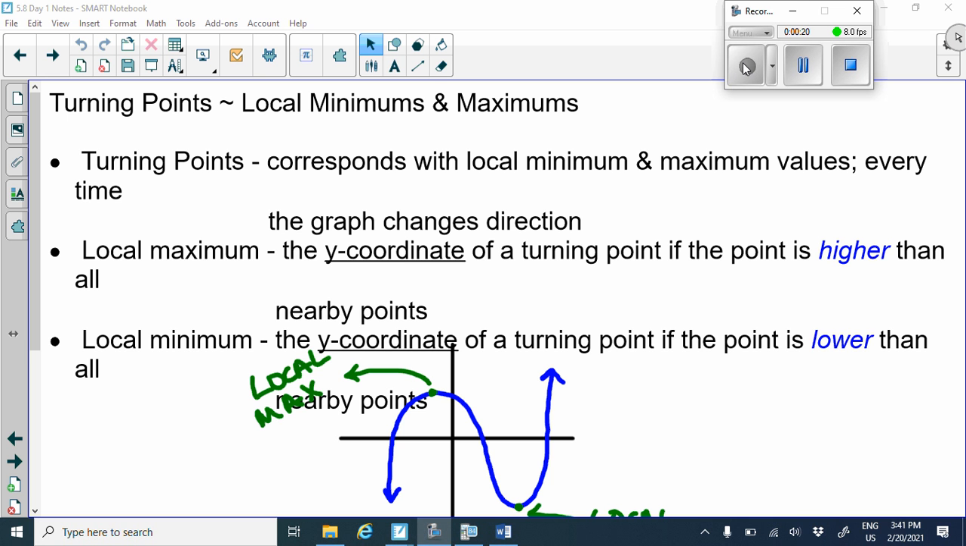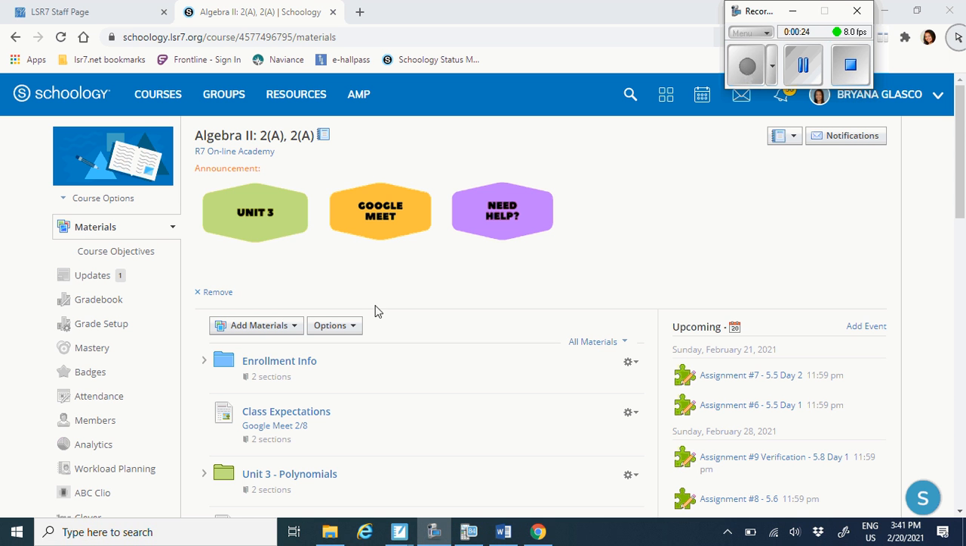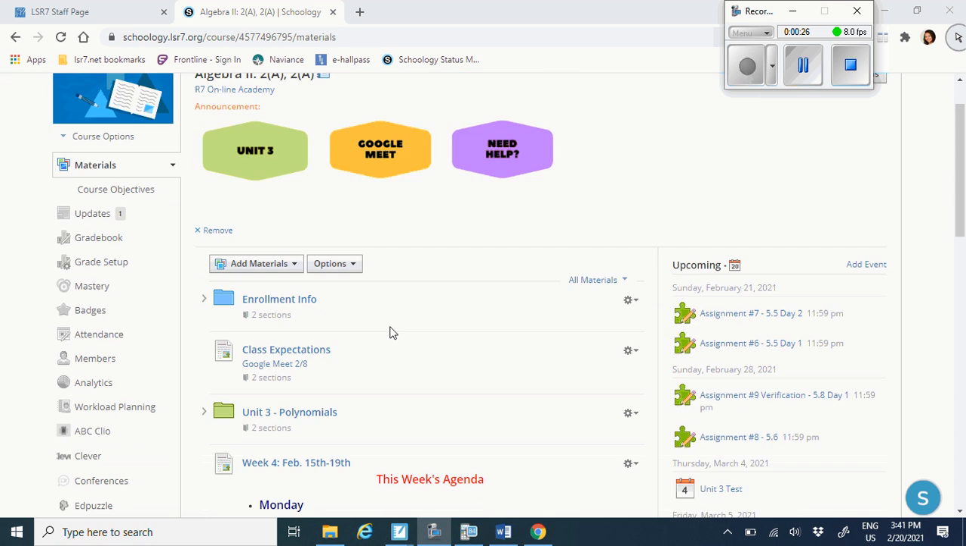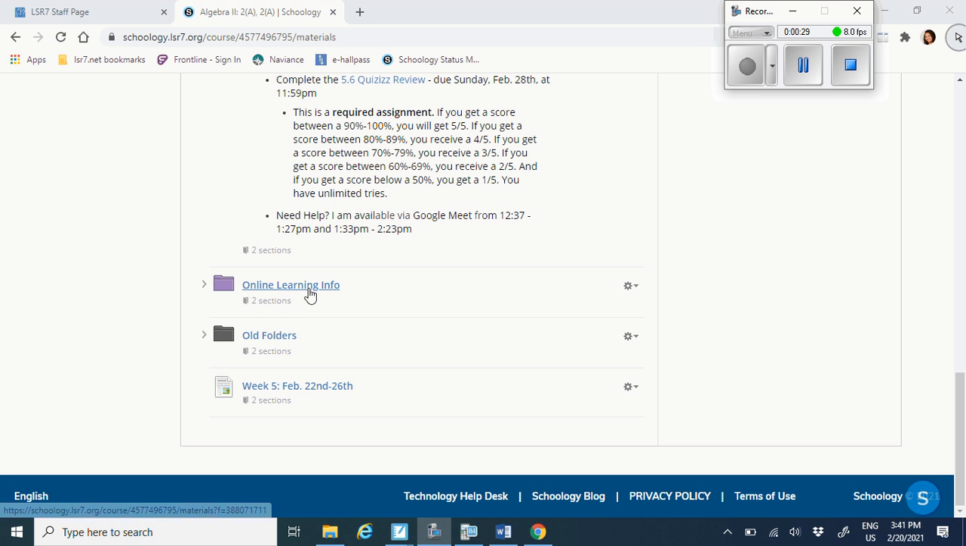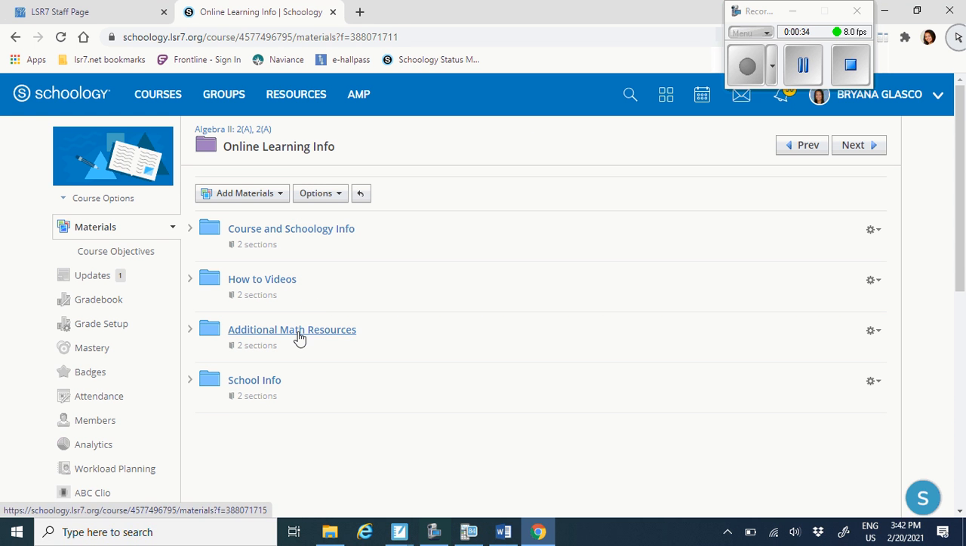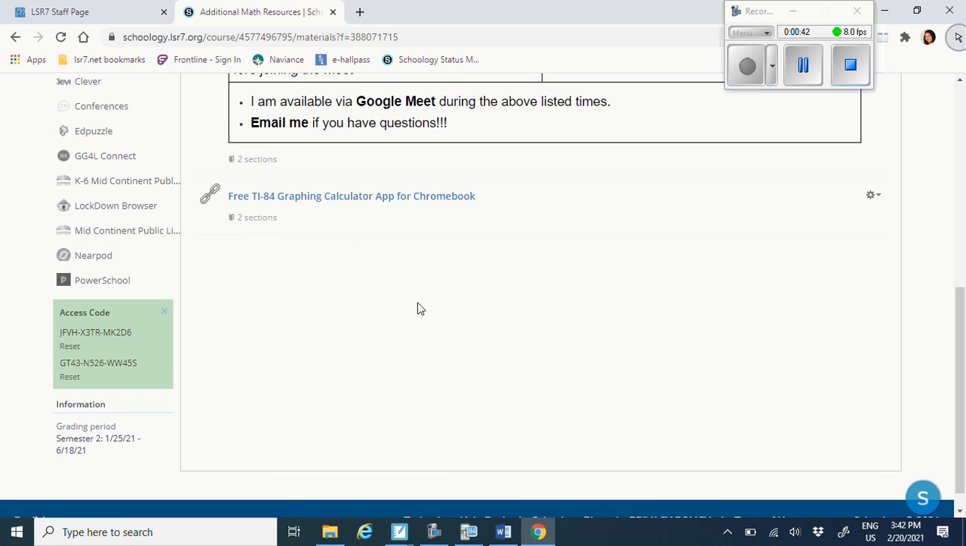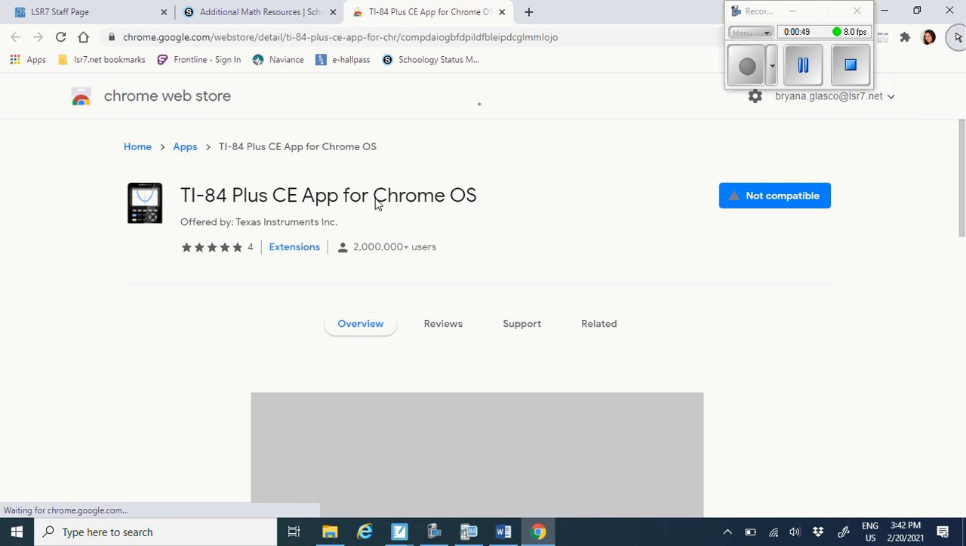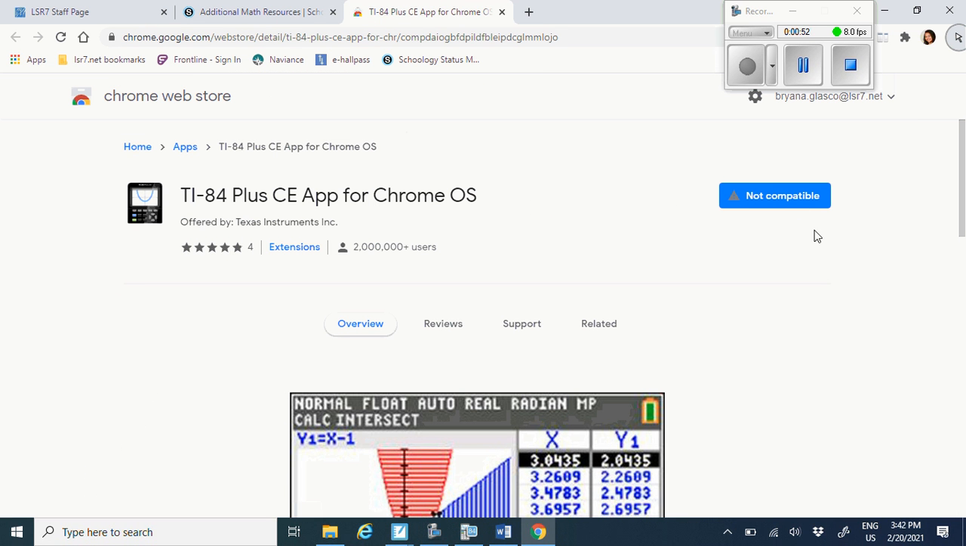If you have not already done so, I'm going to show you where you can find it so you can download it. Okay, so if you scroll down into our online learning info, then you're going to go to additional math resources here. Now you're going to scroll down and you're going to see the free TI-84 graphing calculator app for Chromebook. You're going to click on that. And then for me, it's not compatible, but yours will be fine. All you have to do is download it, okay?